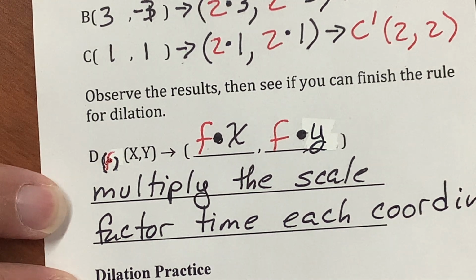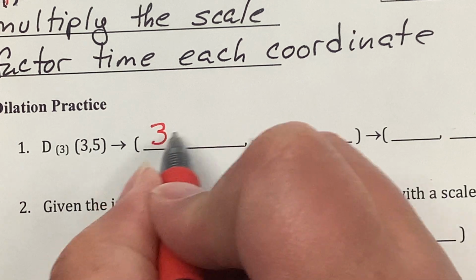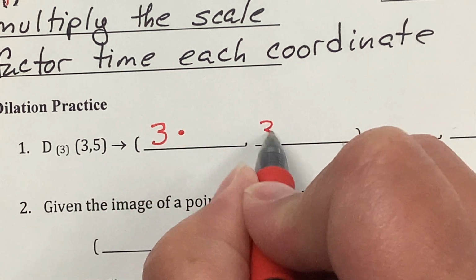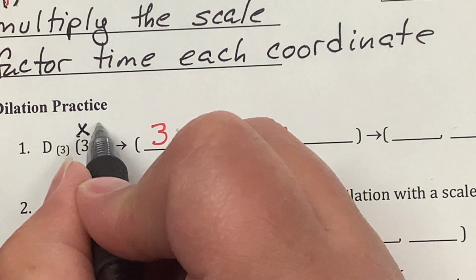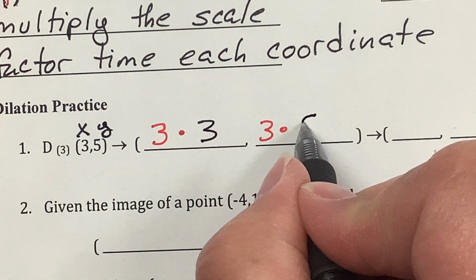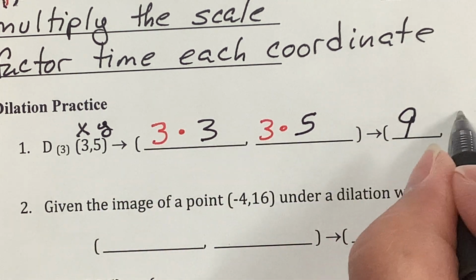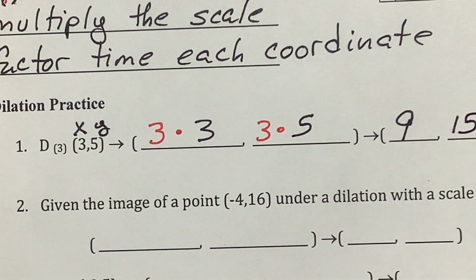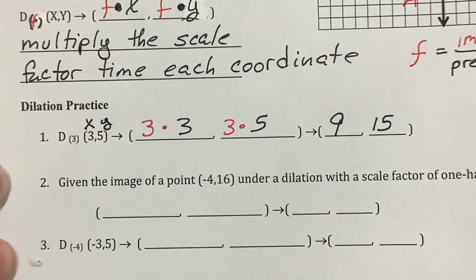Okay, so down here, my scale factor is 3. So I'm going to multiply 3 times X and 3 times Y. So the X is first, the Y is second. So 3 times 3 and 3 times 5. 3 times 3, 9, 3 times 5, 15. Well, that makes sense.